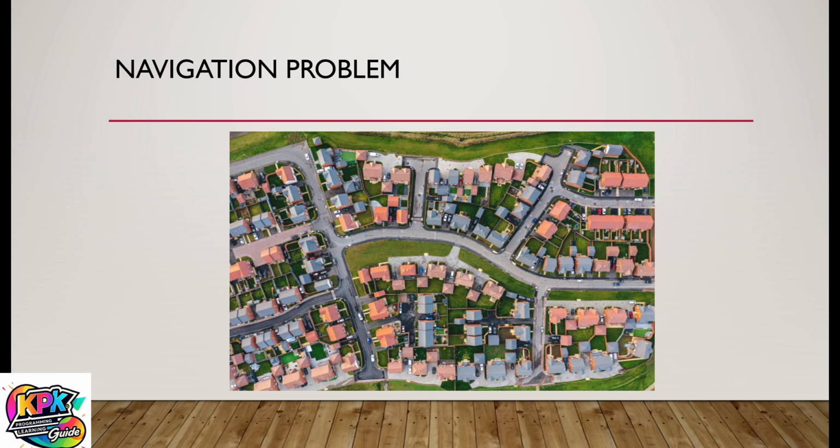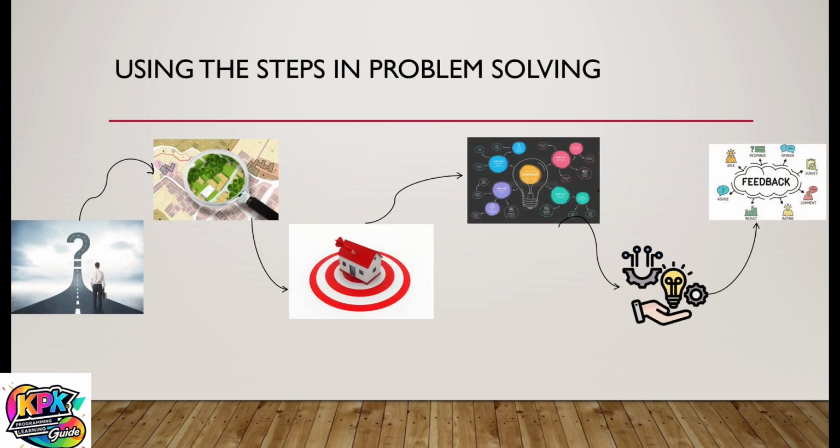So using the steps in solving a problem, we are going to look at how we would tackle this problem and how we'd approach solving it. First, the first thing is to identify the problem. Here, what is happening is that people are getting lost due to unfamiliarity with the estate layout, or probably a lack of clear landmarks and signs. So that is the identification and then defining the problem.